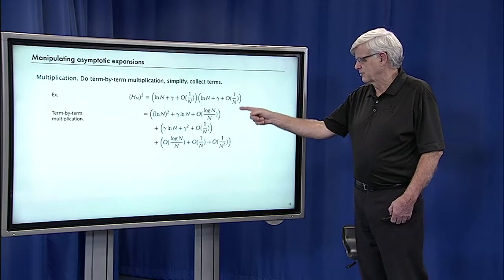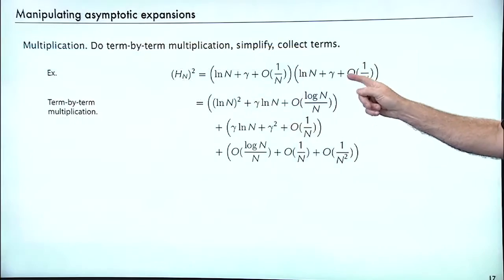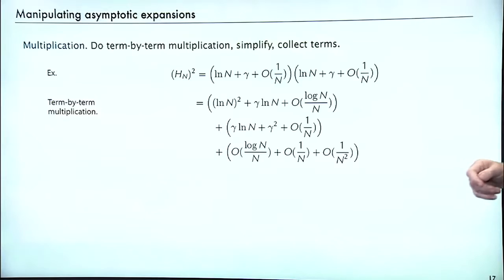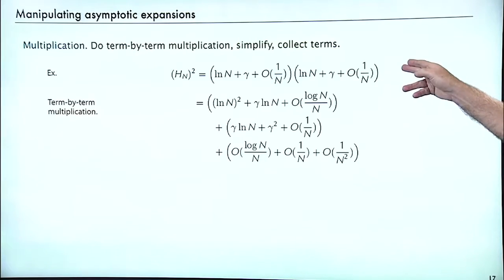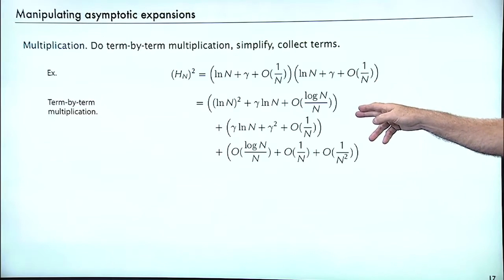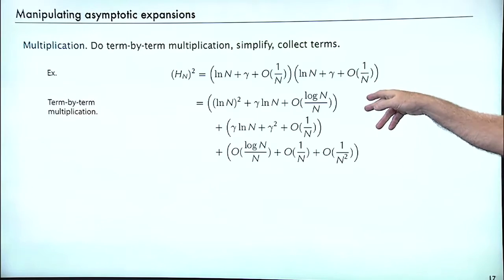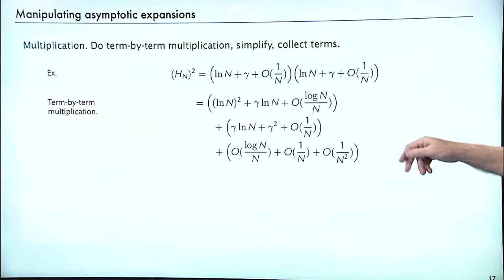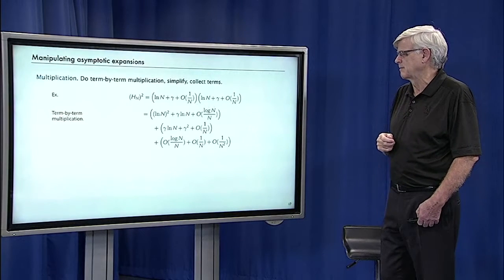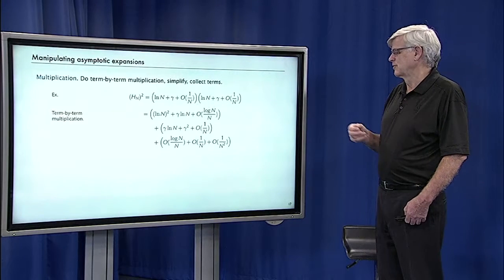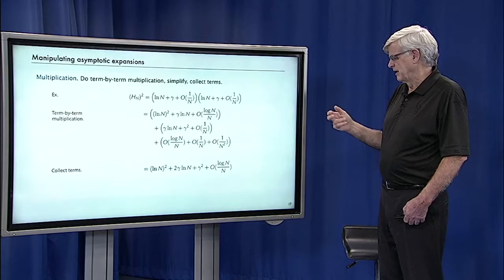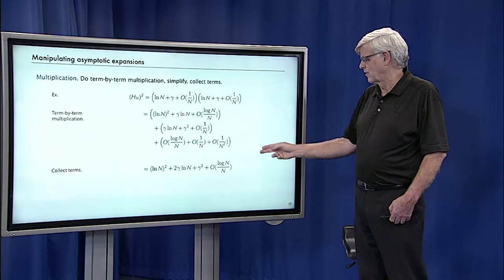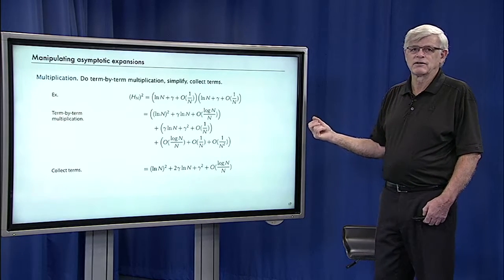Then the next row is gamma times each one: gamma log n plus gamma squared plus big O of 1 over n. And the next row is O of 1 over n times all of them: O of log n over n, gamma times O of 1 over n is O of 1 over n, and O of 1 over n times O of 1 over n is O of 1 over n squared. So that gives us 9 terms, but we can throw a lot of them out because, first of all, with the big O terms, you just pick the largest one.